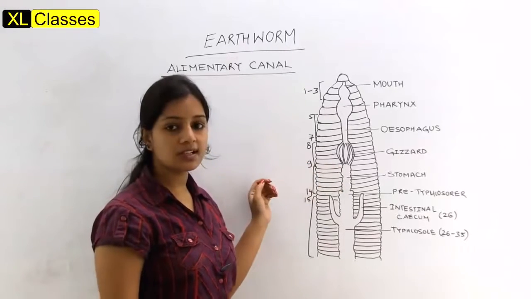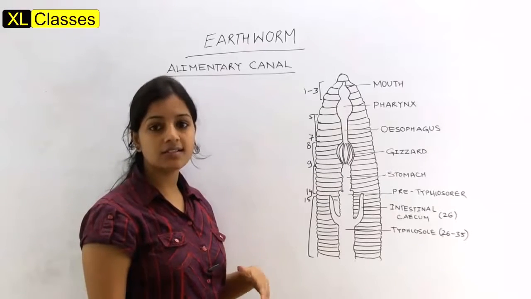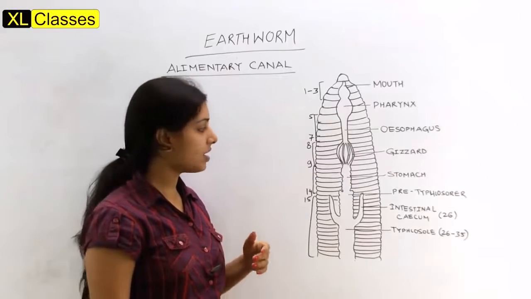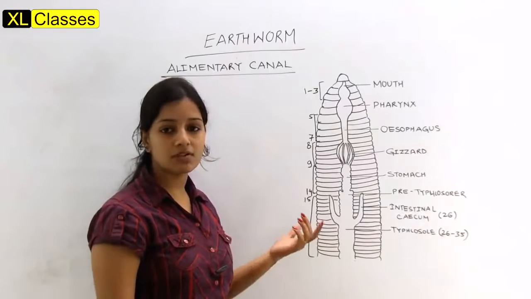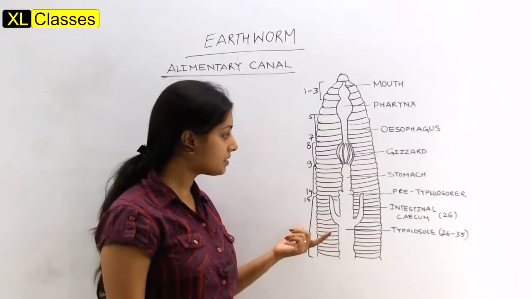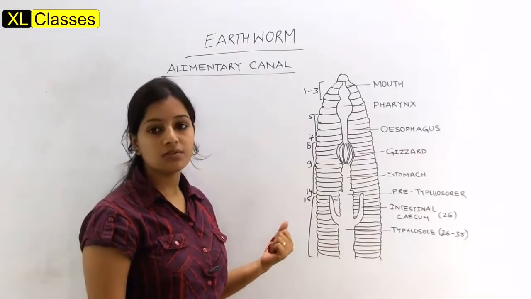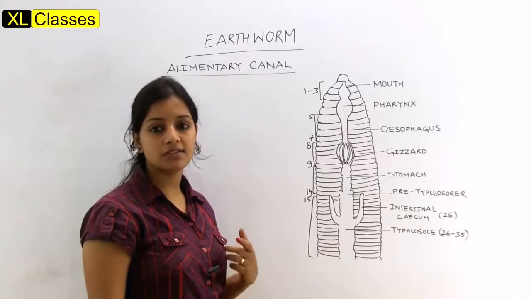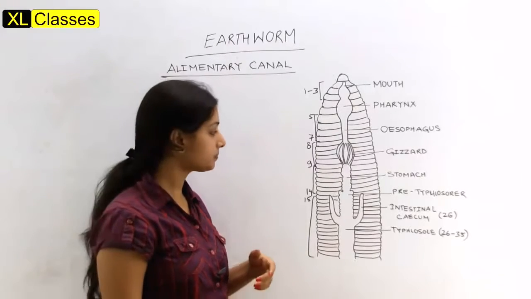The function of the gizzard is that it grinds the decaying leaves and the soil particles which are swallowed by the earthworm. It helps in the grinding of that food material or organic material which is taken in by the earthworm.